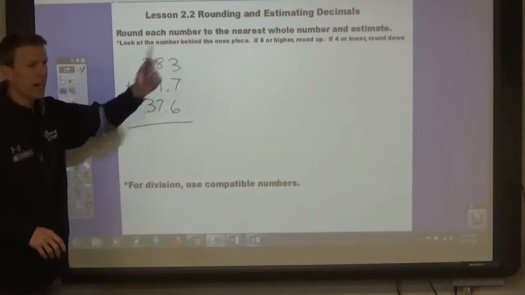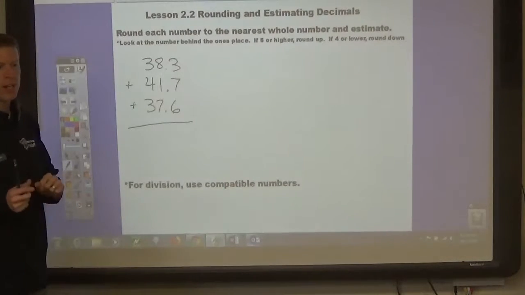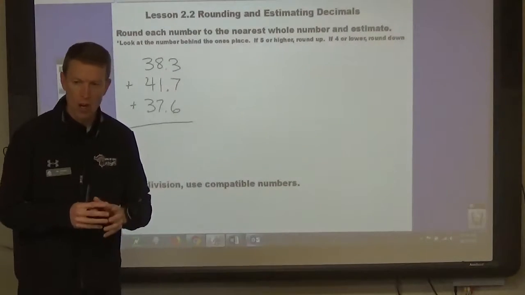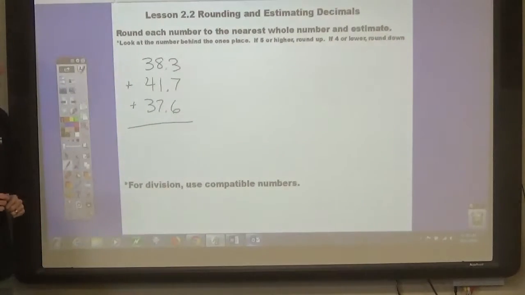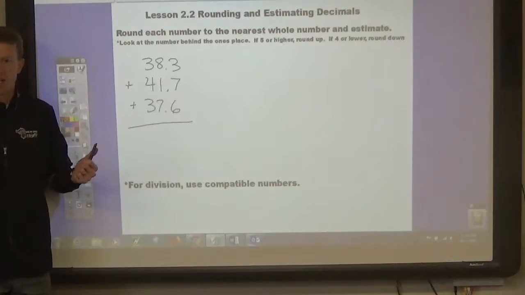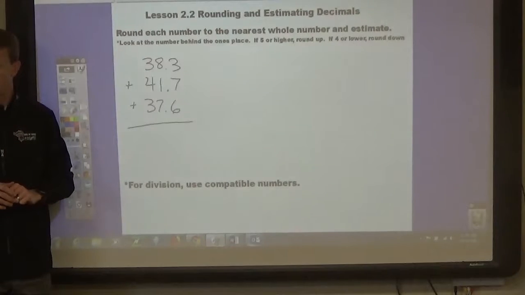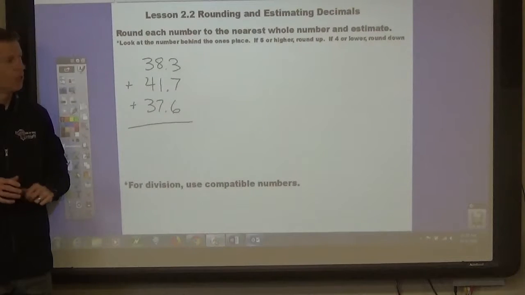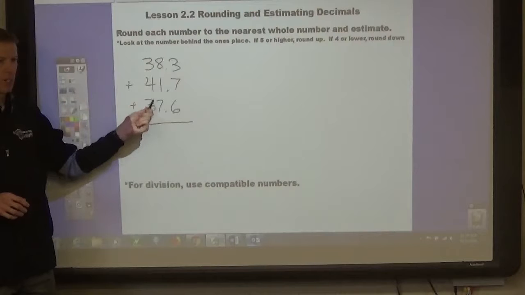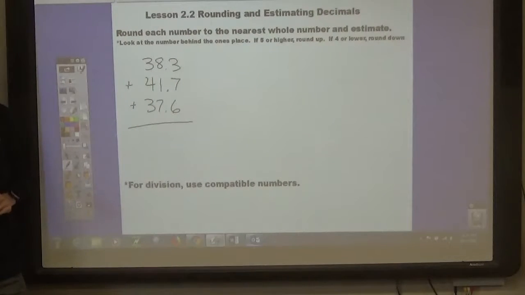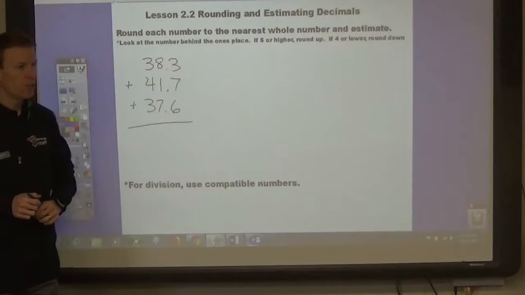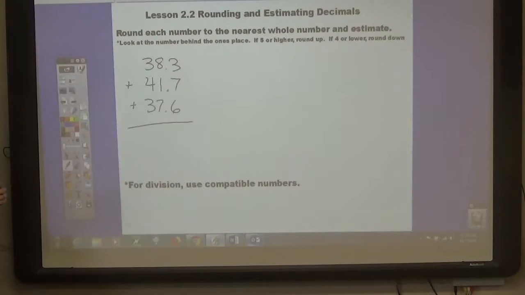So, rounding and estimating. When you are estimating, what you should always do first is round the numbers and then find an estimate. An estimate is a close answer that you can find using the numbers, but using simpler numbers and numbers that you could add quickly and get a close answer.